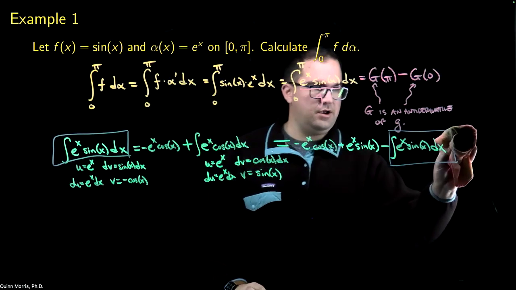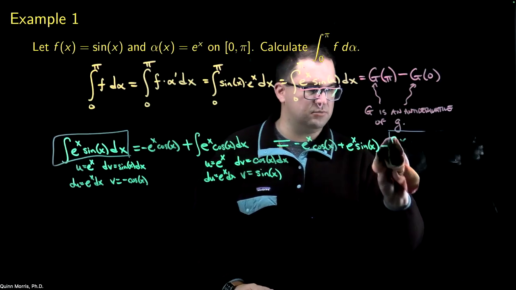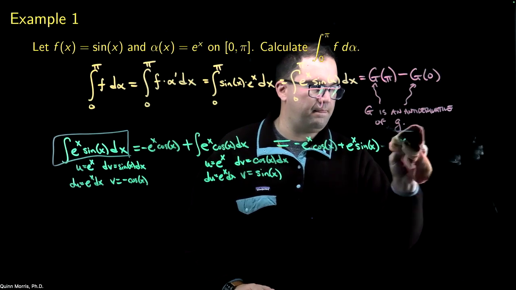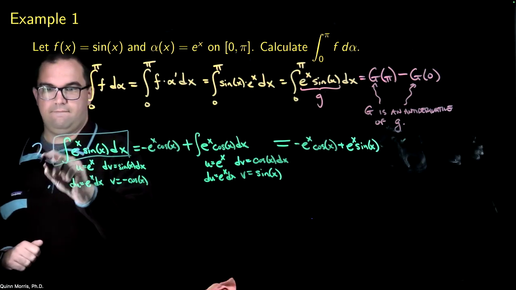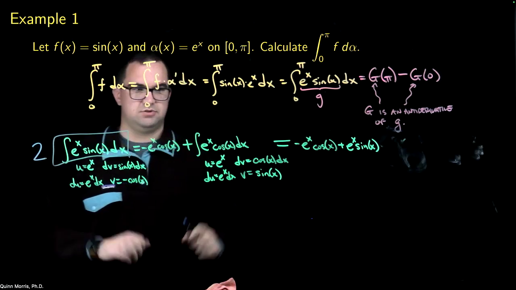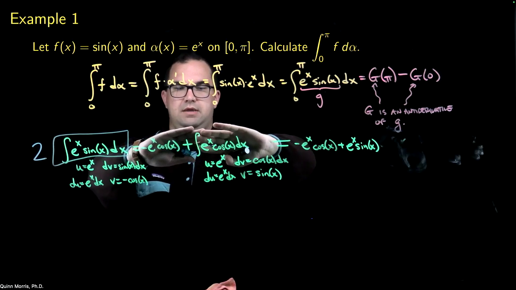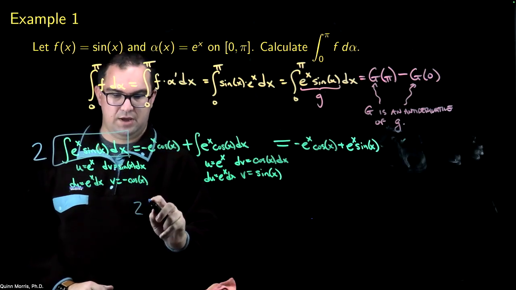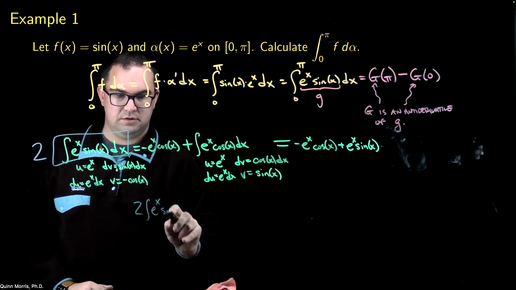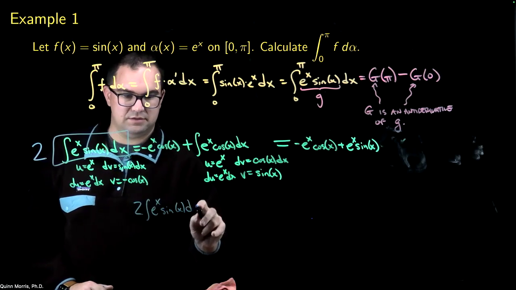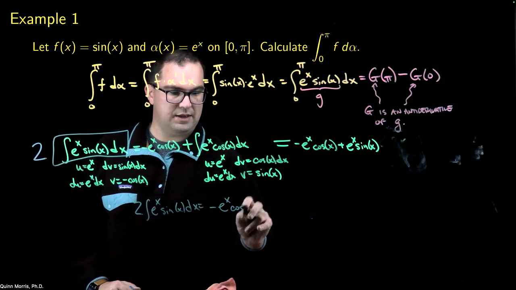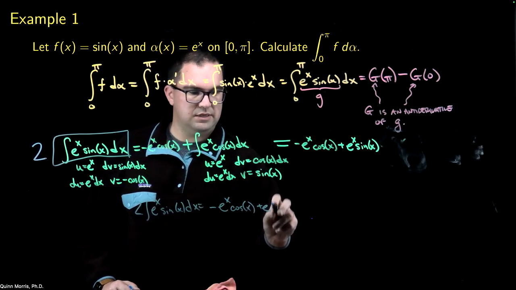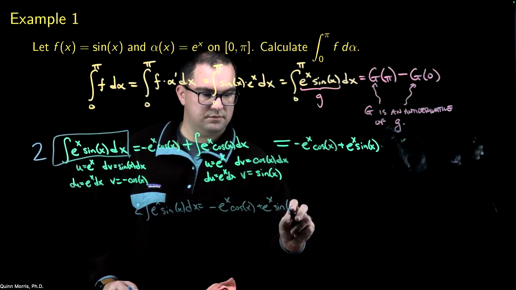What would happen? Well, over here, adding it would get rid of this one that's subtracted here. Over here, I would now have two of these things. So I'm sort of ignoring this middle part, right, for the time being. Okay. So now I would have that 2 times the integral e to the x sine of x dx is equal to negative e to the x cosine x plus e to the x sine x.